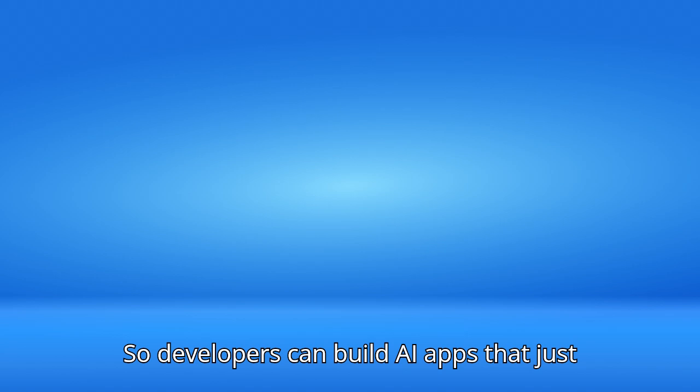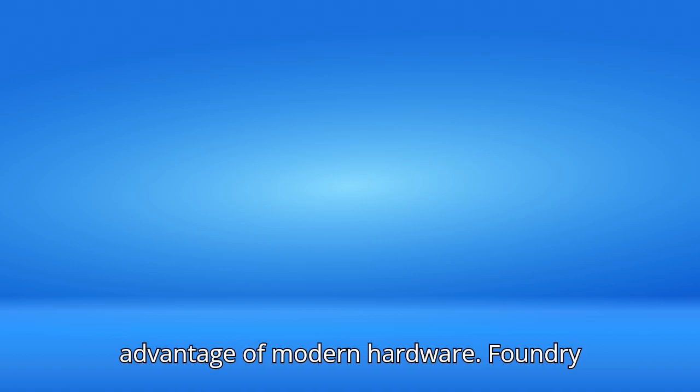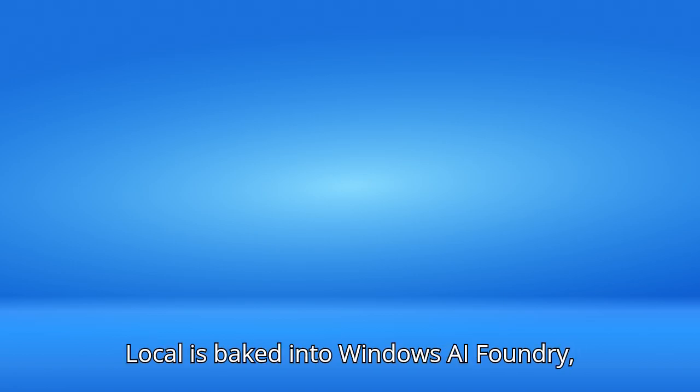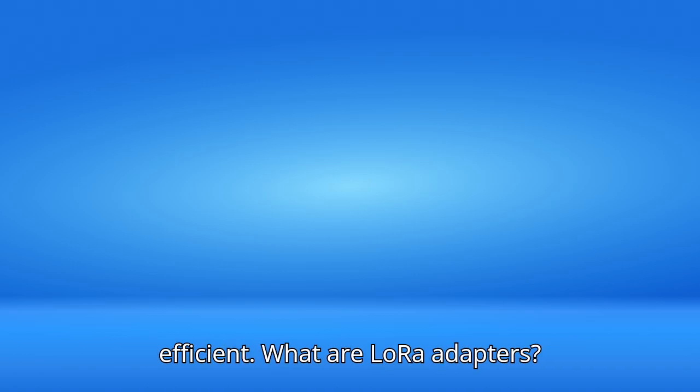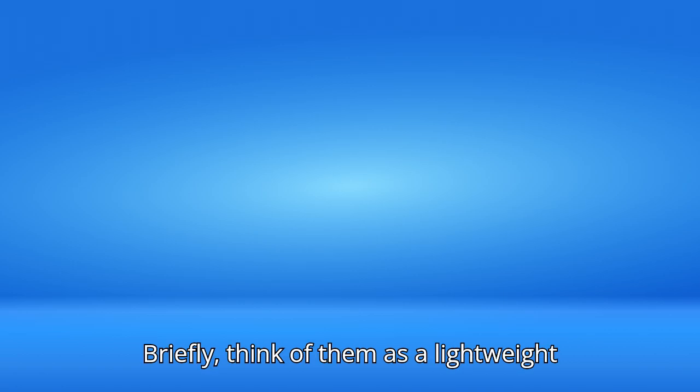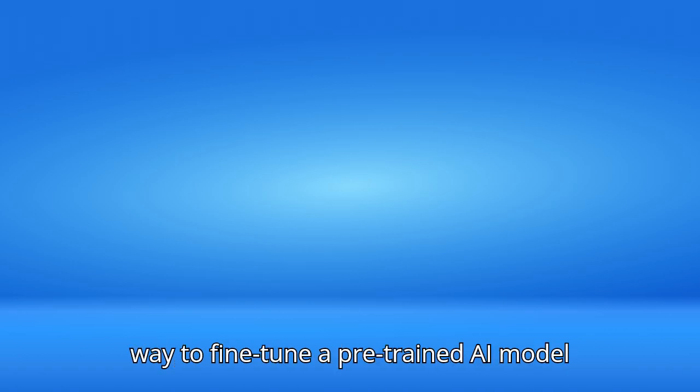So developers can build AI apps that just naturally use whatever chip is best. That's the idea. Seamlessly take advantage of modern hardware. Foundry Local is baked into Windows AI Foundry, giving access to pre-optimized local models. And the ability to customize the silicon with LoRA adapters. Sounds super efficient. What are LoRA adapters briefly? Think of them as a lightweight way to fine-tune a pre-trained AI model for specific tasks without retraining the whole massive thing. Much faster and cheaper for customization.